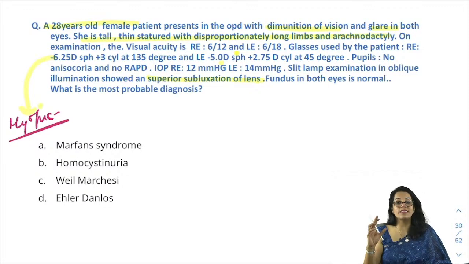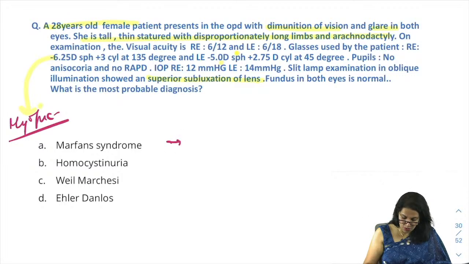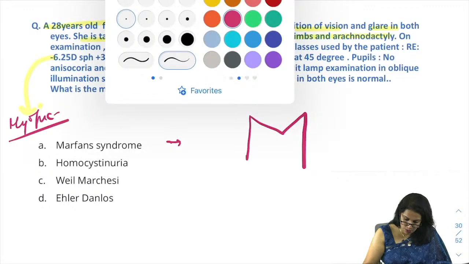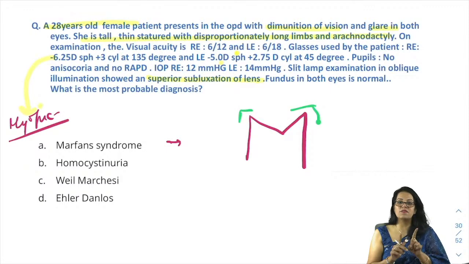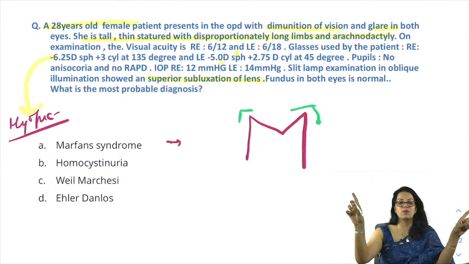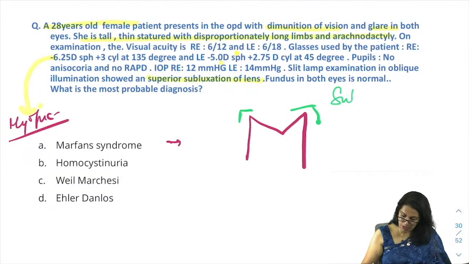So Marfan's mein, what is the direction of subluxation? I think you know my method. How do I teach you? Marfan's ka M banao, and over the M you make a cap here. Make an arrow like this and this. So what is the direction of subluxation? It is superotemporal. So in Marfan's it is superotemporal.